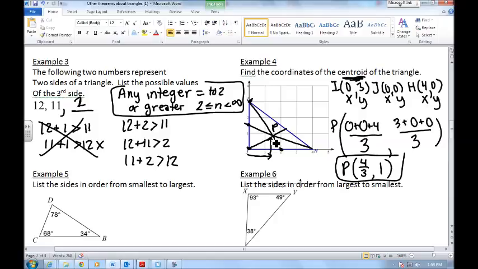Any questions how you find the centroid? Yes, I get it. Yes, you get it? Okay. I don't get how do you know to go from J to the other side of the triangle? Because that's the definition of what a median is.